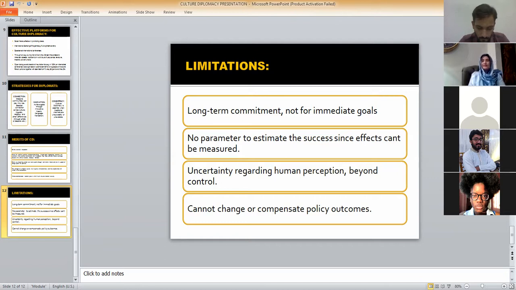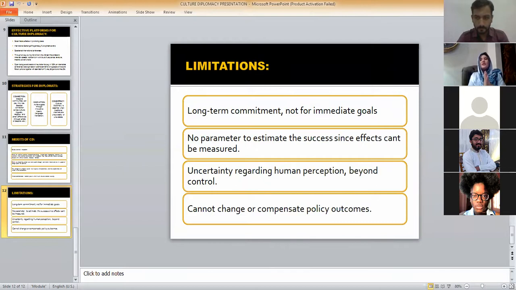Then you have uncertainty regarding human perspective. Sometimes you can have a positive response from the general public, and sometimes a negative response. Sometimes you can have a mixed response as well. So you can't predict what kind of response you would have. You can't be 100% sure what kind of reaction that country would have.